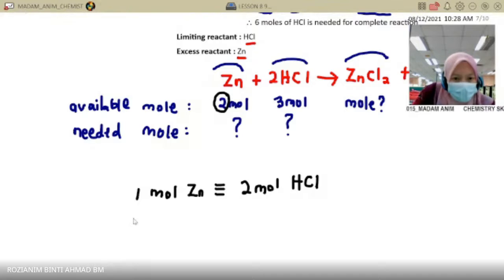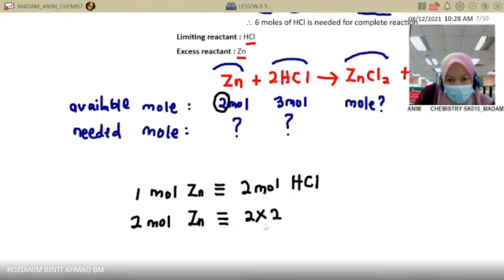If zinc consists of 2 mol, so how many mol of hydrochloric acid? Konsep yang sama, kita akan darab silang. Means 2 times 2 over 1. So it should be equal to 4 mol of hydrochloric acid.